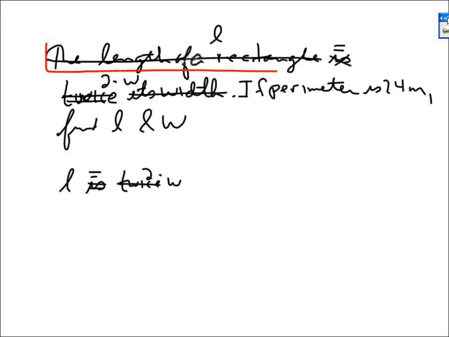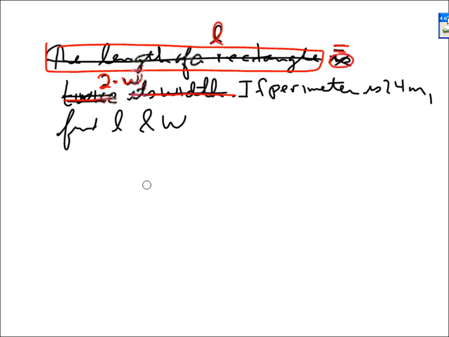The length of a rectangle, that's L, is, that's equal. Twice means 2 times. Its width is W. L equals 2W. I didn't do anything hard there. You just must know your vocabulary. The length of a rectangle, which is L, is twice the width.